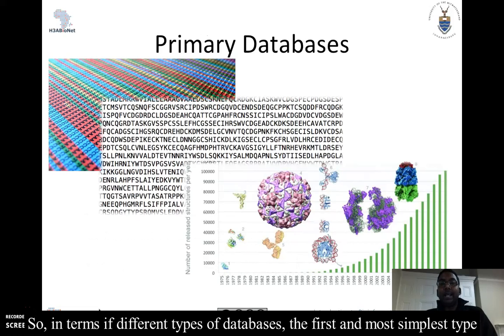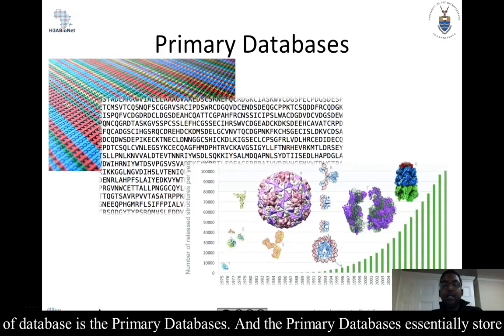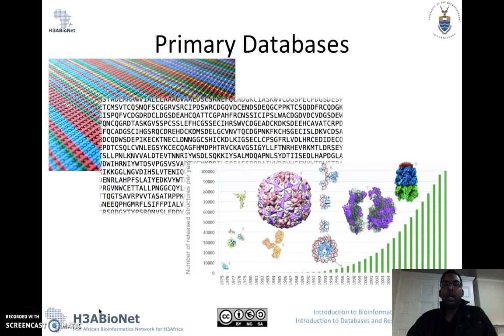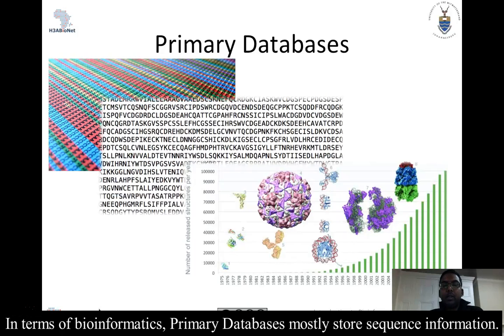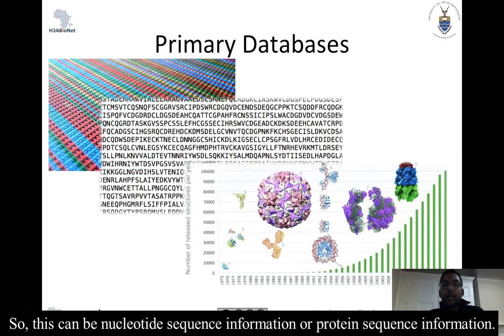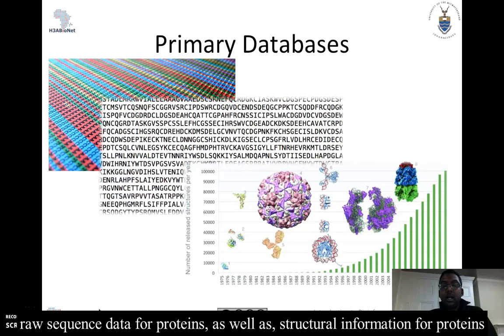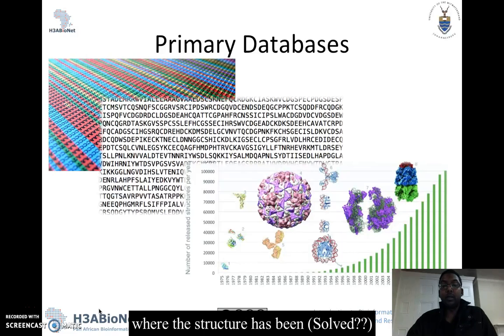So in terms of different types of databases, the first and most simplest type of database is the primary databases. And the primary databases essentially store the raw version of the data that's available. And in terms of bioinformatics, these primary databases mostly store sequence information. So this can be nucleotide sequence information or protein sequence information. In terms of protein sequence information, we have primary databases that store raw sequence data for proteins, as well as structural information for proteins where the structure has been solved.